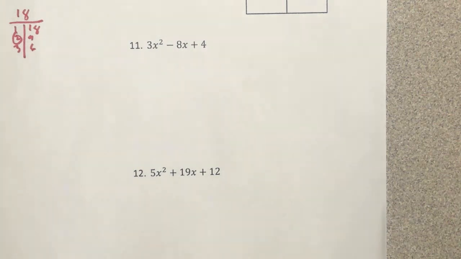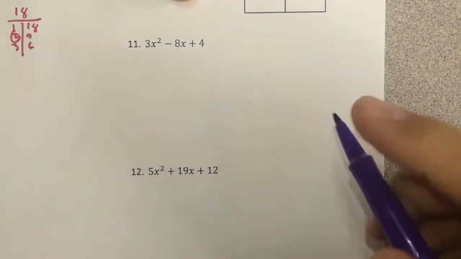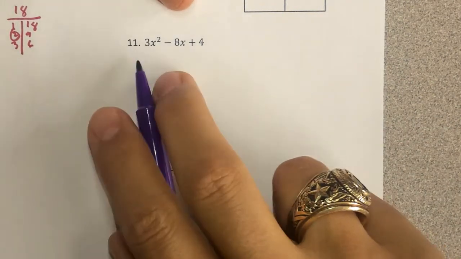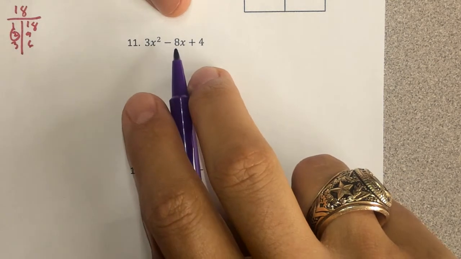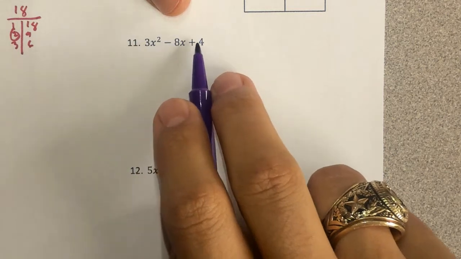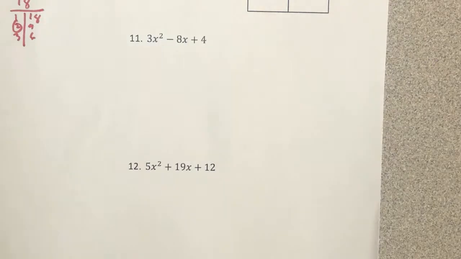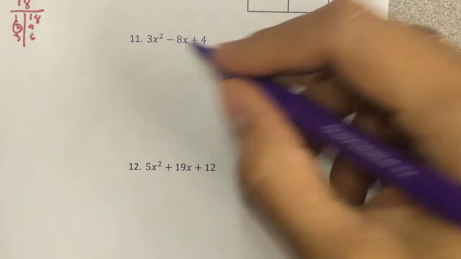Okay, we're going to go ahead and do our second example for factoring with the box method. Go ahead to number 11 right here. I see my quadratic here. I'm going to quickly check to see if there's a greatest common factor. 3, 8, and 4 do not have a common factor. 3 is prime, so there is not a common factor here.